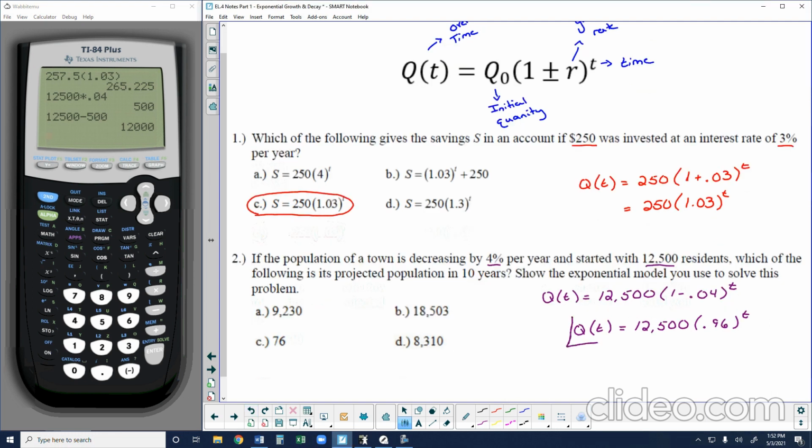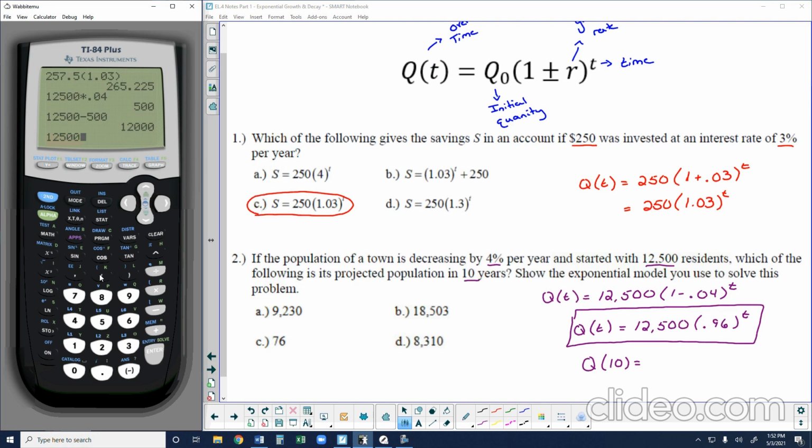Now what we want to find is the population after 10 years, the projected population. We don't know for sure if this is what it's going to be, but this is what we're going to assume the population will decrease to in 10 years. So the quantity after 10 years can be represented by taking Q of t. And we can do this algebraically quickly in the calculator.